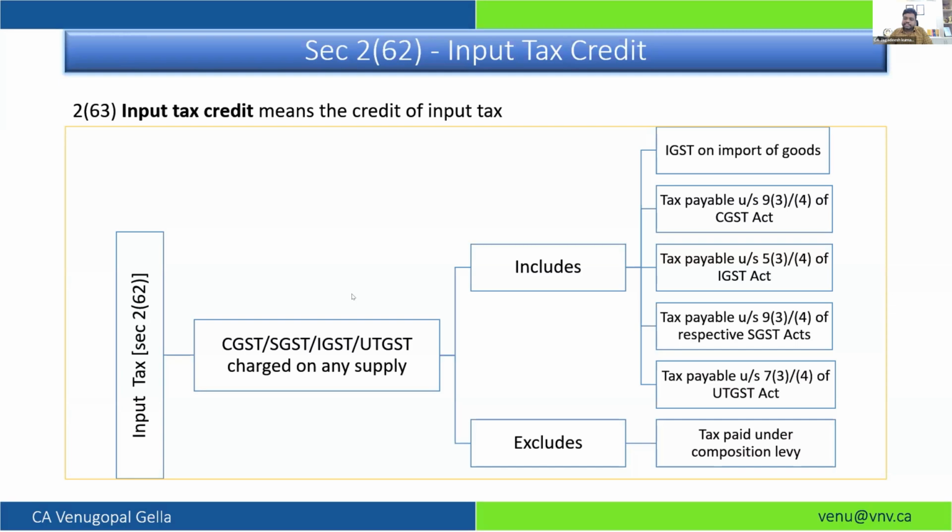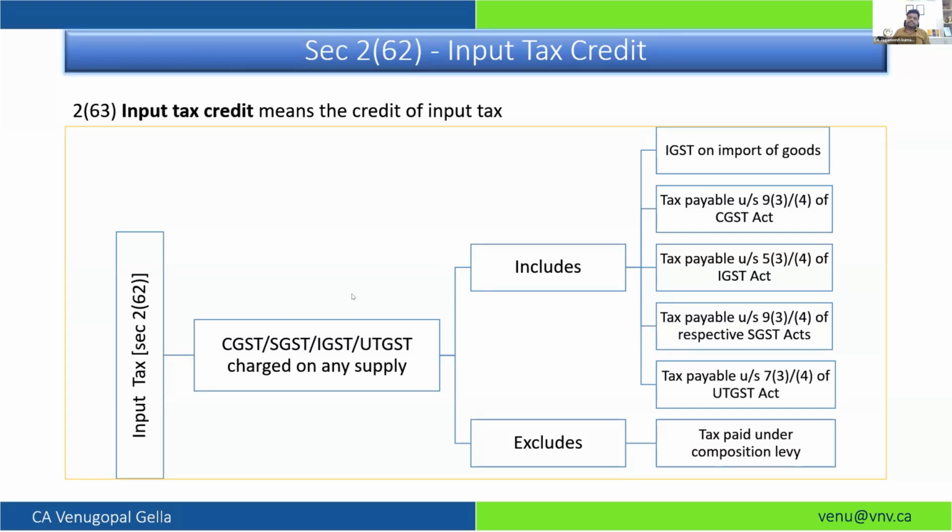This includes IGST paid on import of goods and tax paid under section 9(3), that is the RCM under CGST. Similarly, RCM under IGST, and the reverse charge paid under the SGST and UTGST Acts, but excludes the tax paid under the composition levy. So this is the exhaustive definition. Any tax paid under forward charge or reverse charge would be available to the recipient to claim as a credit.